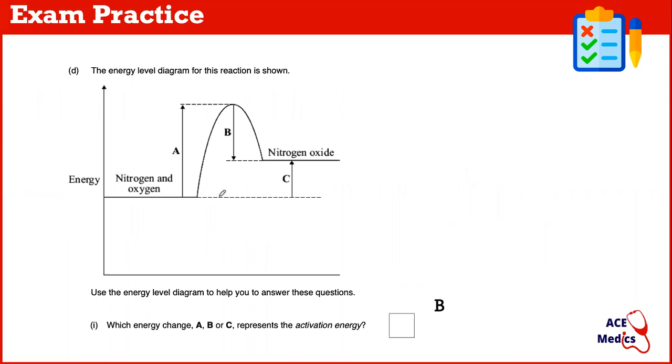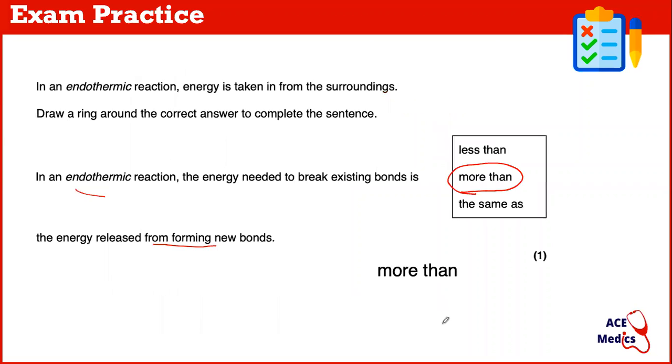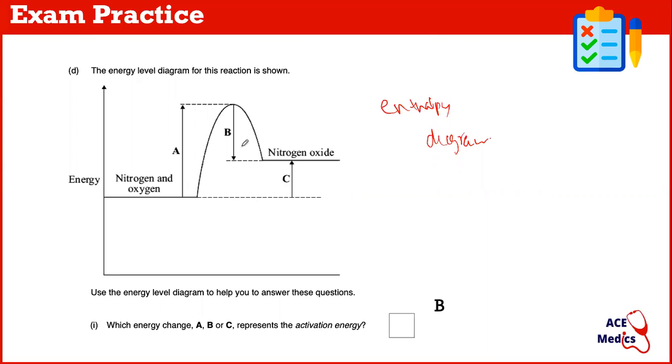So this is, again, like I talked about, the enthalpy diagrams or the energy diagrams. The energy level diagram for this reaction is shown. Which energy change, A, B, or C, is representing activation energy? It will be B. The answer is already up here. So it is B that is showing the activation energy. How do we know it's B?